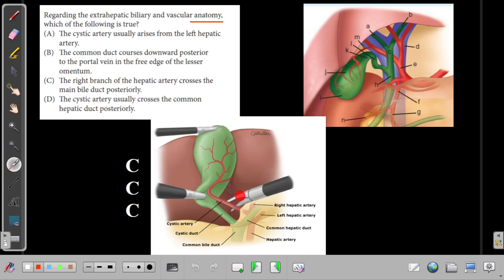If you cannot obtain this critical view of safety during surgery, you have to do cholangiography, intraoperative cholangiography. If you cannot do intraoperative cholangiography, convert to open surgery. Okay?